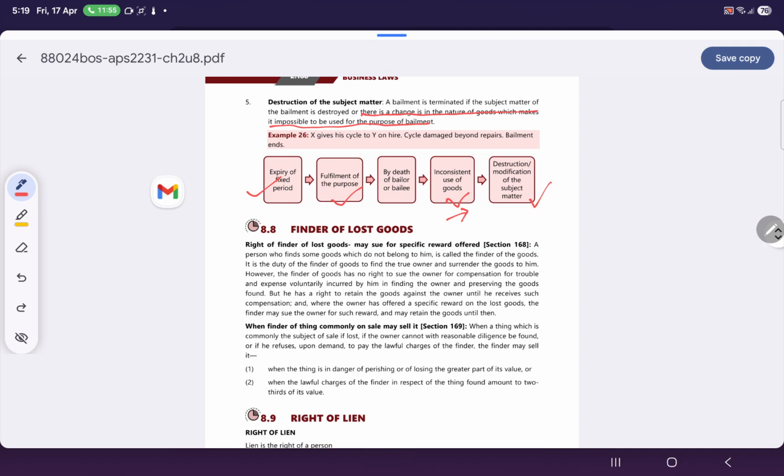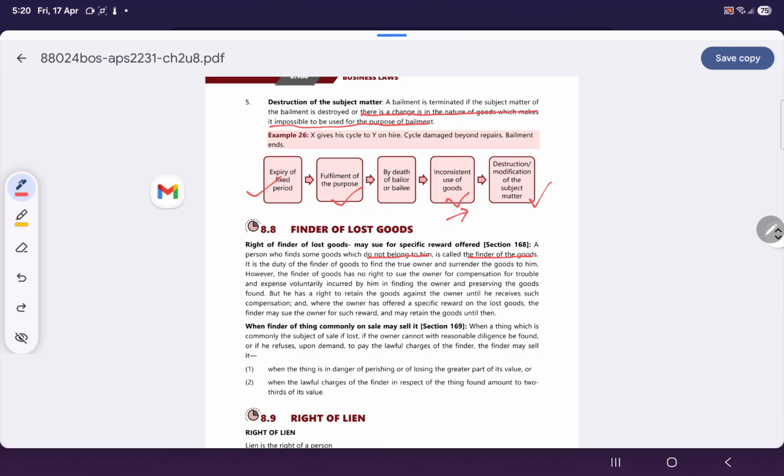Finder of lost goods. A person who finds goods that do not belong to him is called the finder of the goods, lost goods. If someone has got some goods that belong to someone else, then until the owner is found, he has to take care of those goods and keep them in safe custody. He will have incurred expenses, and to find the true owner there should be some expenses.